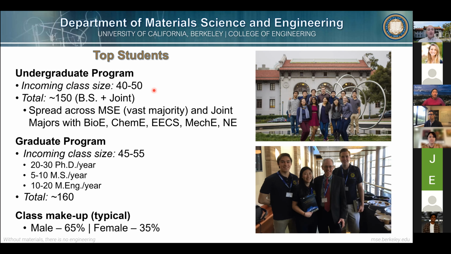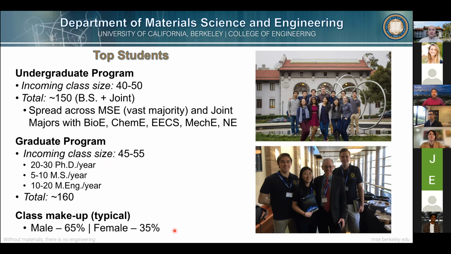Now we also have connected with this a healthy graduate program that includes typically maybe 20 to 30 PhD students, 5 to 10 MS students, and maybe 10 to 20 MEng students. These are master's students of different types. So about almost equal sizes, about half undergraduate and half graduate student population at any time.